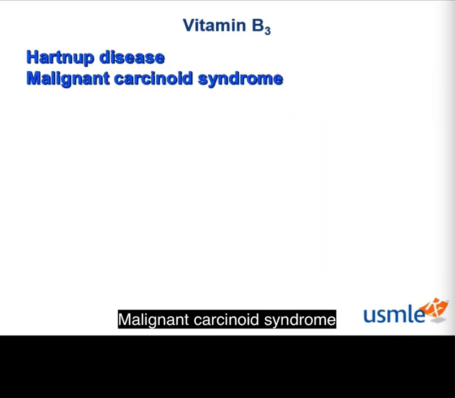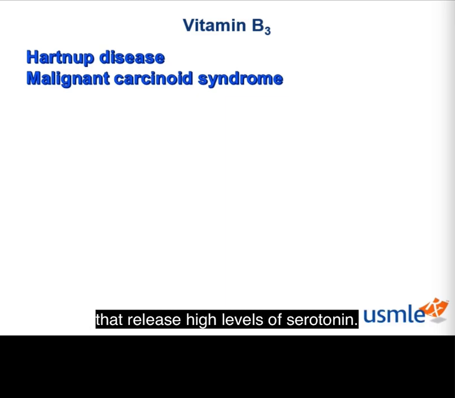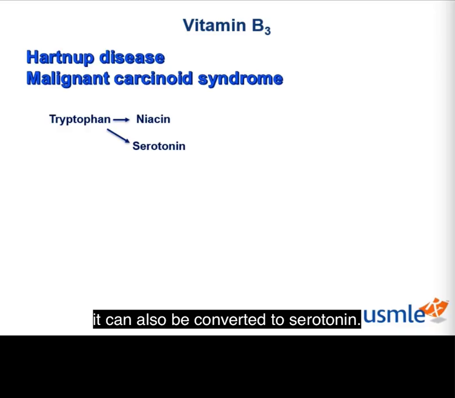Malignant carcinoid syndrome can also cause niacin deficiency. Carcinoid syndrome consists of neuroendocrine tumors that release high levels of serotonin. Now, while tryptophan can be converted to niacin, it can also be converted to serotonin. However, in carcinoid syndrome, instead of producing appropriate levels of both niacin and serotonin, tryptophan is heavily diverted towards production of serotonin, and niacin therefore becomes deficient.